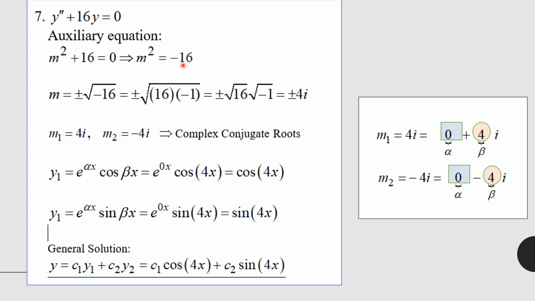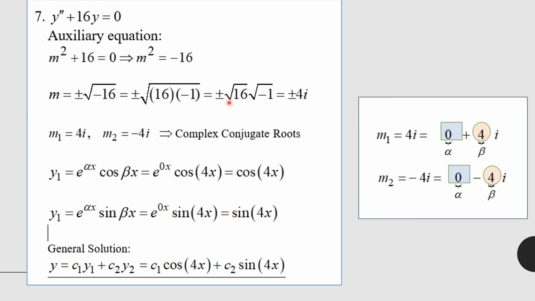After this, we are going to find m by finding the square root of negative 16. So m will be plus or minus square root of negative 16. But we know that negative 16 is the same as 16 multiplied by negative 1. And then we already know that we can split this into a product of two radicals. That will be square root of 16 multiplied by square root of negative 1. Now keep in mind there is still the plus or minus sign written here.